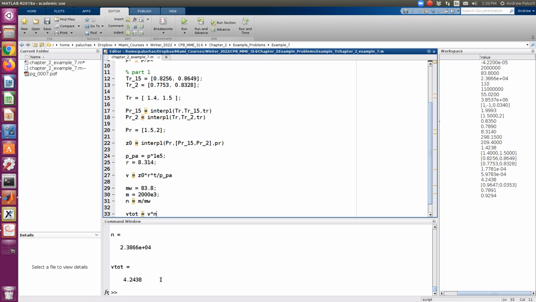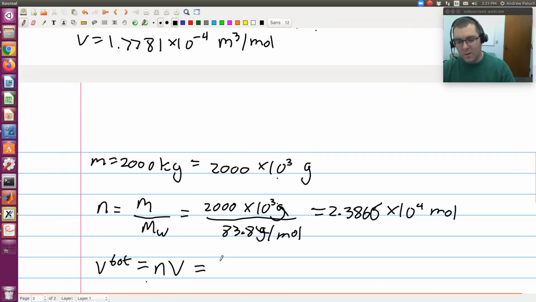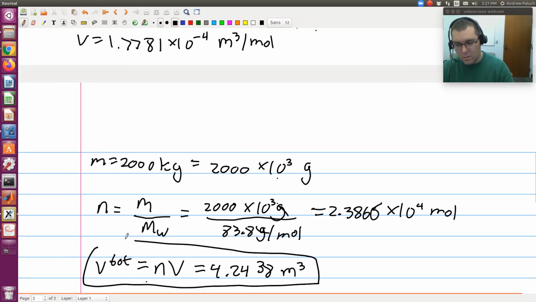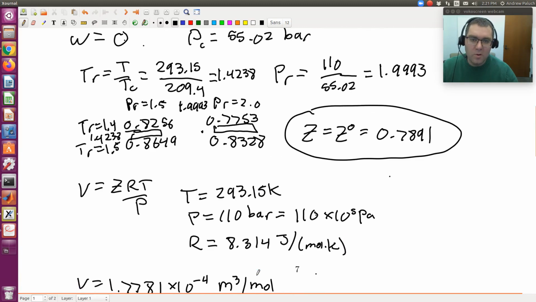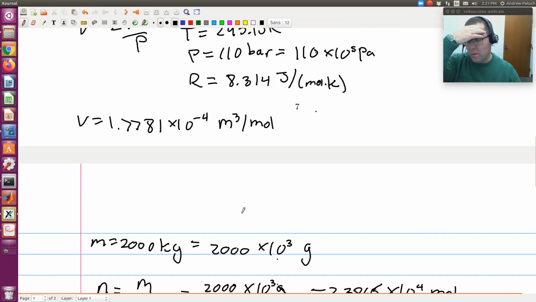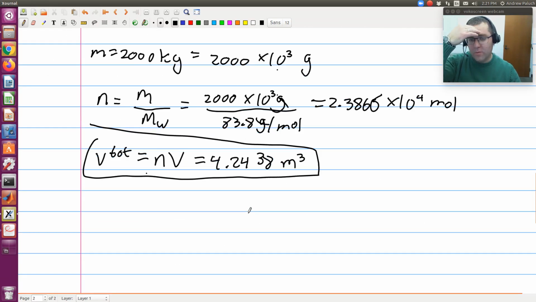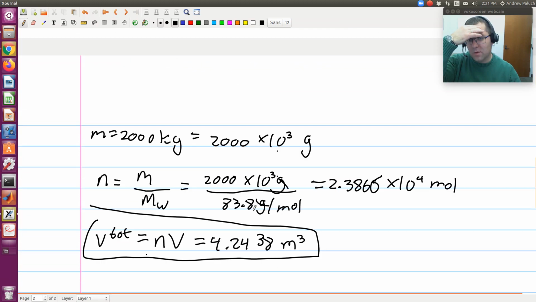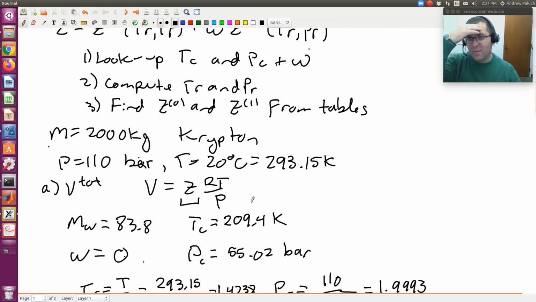So my total volume would be 4.2438. So this could be 4.2438 meters cubed. Okay, so 4.2438 meters cubed. So the volume of our tanks, 4.2438 meters cubed. And that's all part 1, part A.